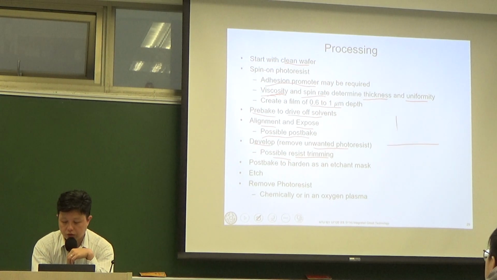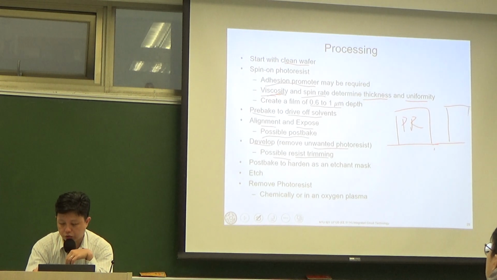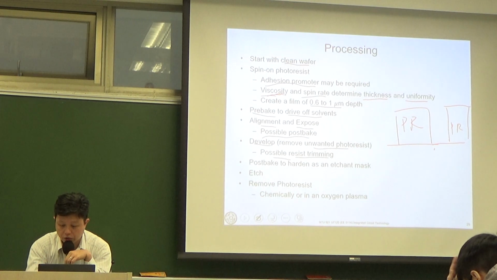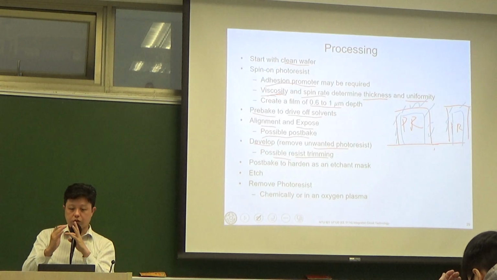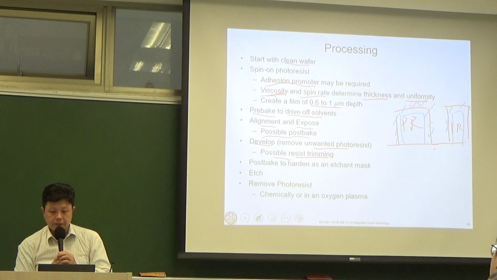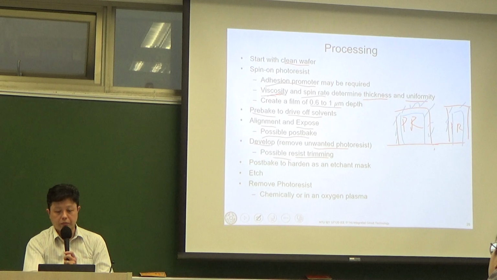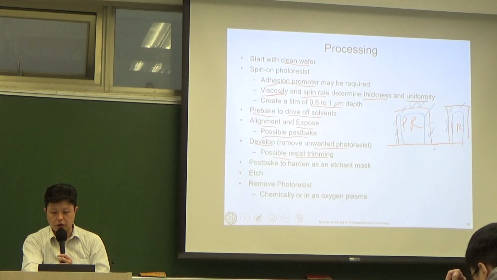For example, if this is the photoresist after you develop, if you use maybe oxygen plasma trimming, you can make it even smaller. So you can etch away this outer part. So you can trim the photoresist to make it even smaller. Okay, so that's doable, but you need to develop and control that trimming process.